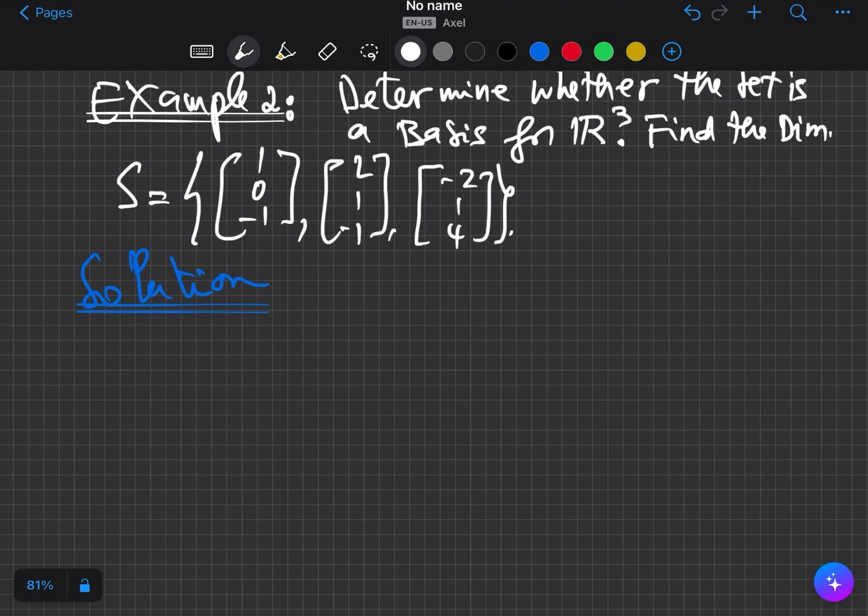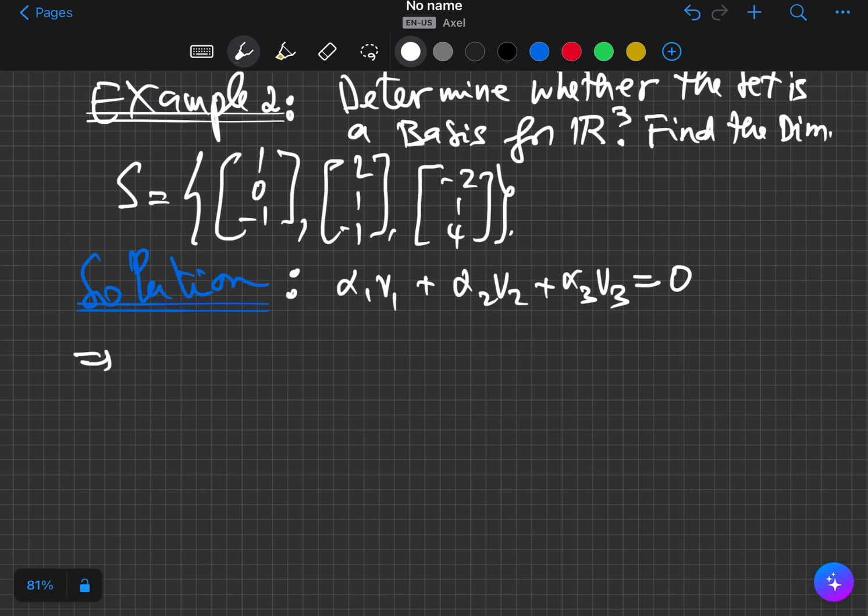So you have to remember that for this set to be a basis for R3, first, the set must be linearly independent, and S must be a spanning set. Remember the two conditions that we gave for a subset to be a basis of a vector space. So let's check if they are linearly independent. If that is the case, it means that alpha 1 v1 plus alpha 2 v2 plus alpha 3 v3 should be equal to 0.